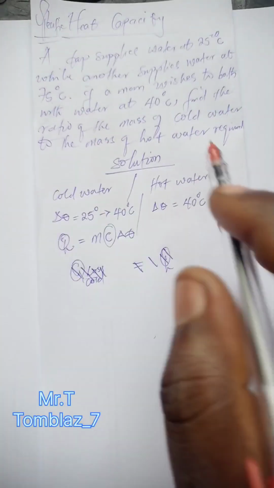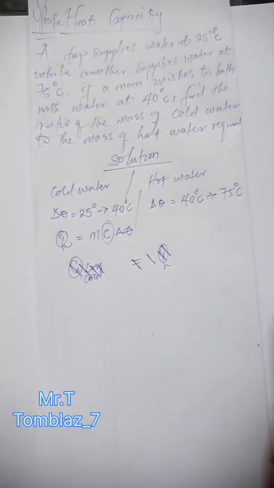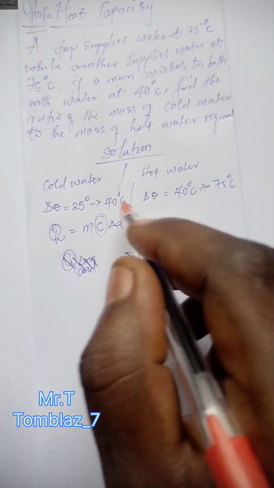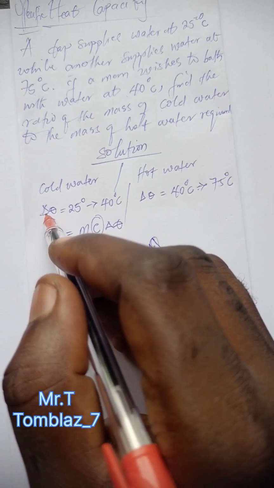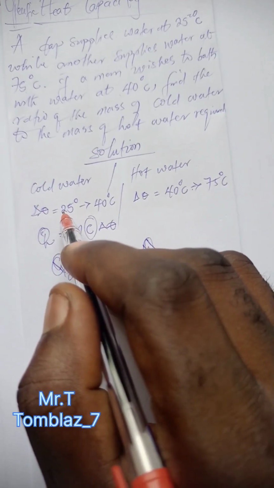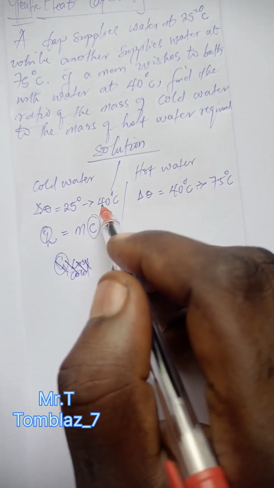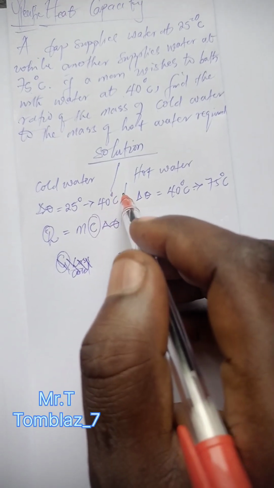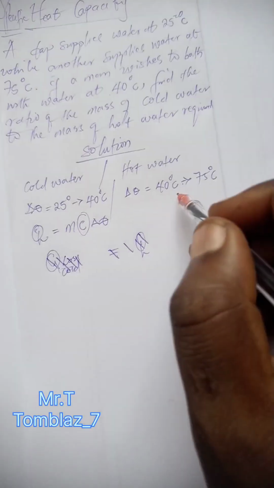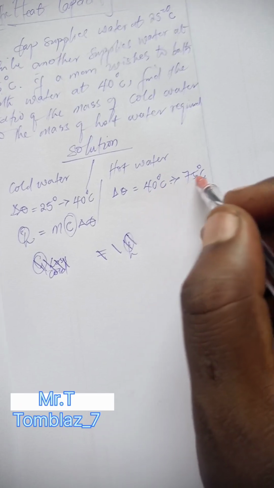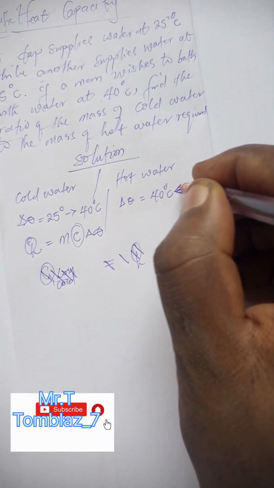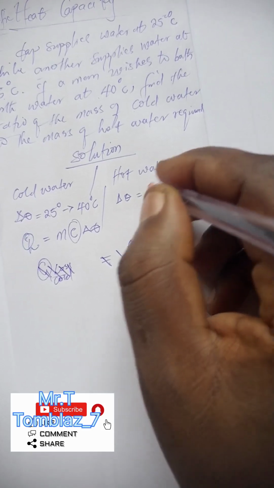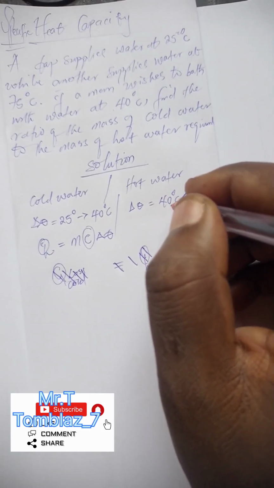Alright, so we're talking about cold water and hot water here. So there is going to be a temperature change for the cold water. The temperature changes from 25 degrees centigrade to 40 degrees centigrade. For hot water, we should expect 40 degrees centigrade to 75, but no, it loses. So it's from 75 degrees centigrade back to 40 degrees centigrade, right?